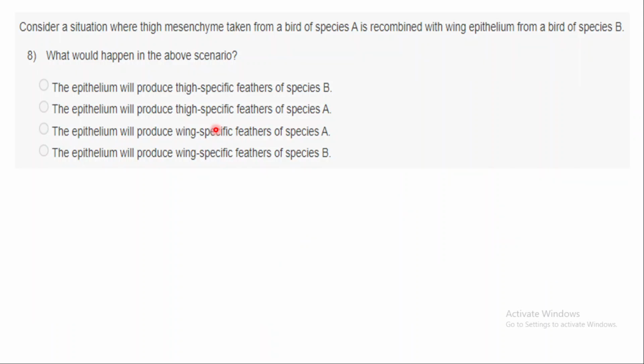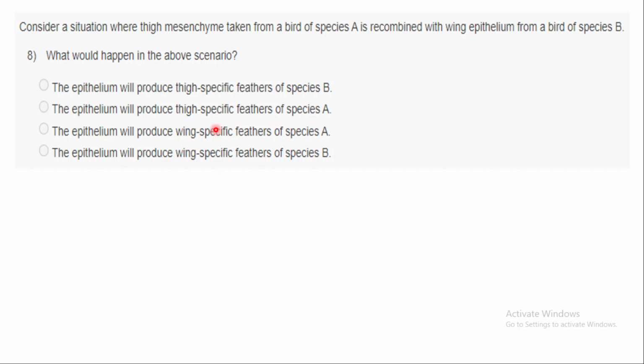Consider a situation, question number 8. Consider a situation where thigh mesenchyme taken from a bird of species A is recombined with wing epithelium from a bird of species B, right? Thigh mesenchyme from one species, wing epithelium from another species. What would happen in the above scenario?